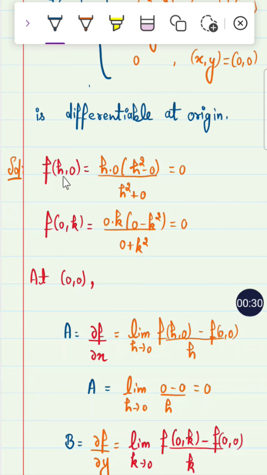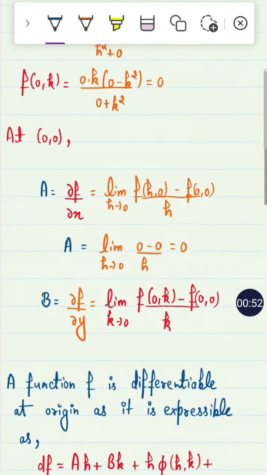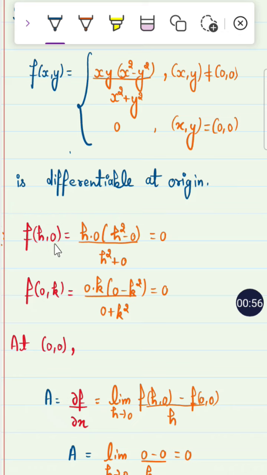We have a formula for this, and we have to put in the values. df = ah + bk + hφ(h, k) + kψ(h, k), right? When we have to prove that it is differentiable at 0, the left side and right side both become 0. Now find out the value of f(h, 0).